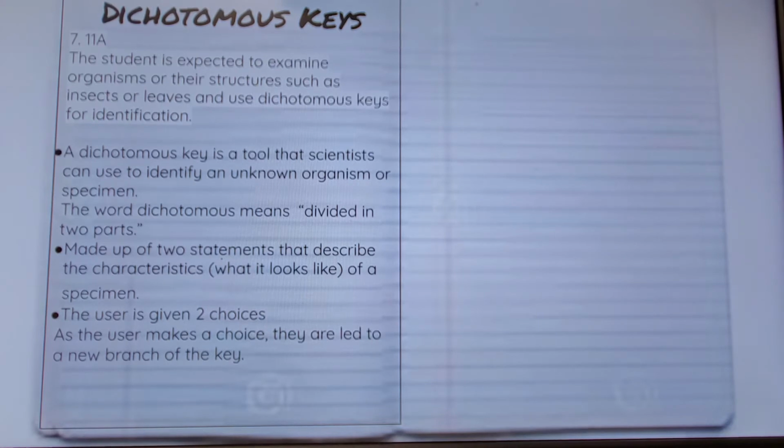And so you're making these observations. You're looking at the specimen and then you're choosing one of the answers. It says the user is given two choices. As the user makes a choice, they're led to a new branch of the key. So it's going to be, does it have feathers or doesn't have feathers? So you're given two choices. You pick whichever is correct for the specimen that you're observing.